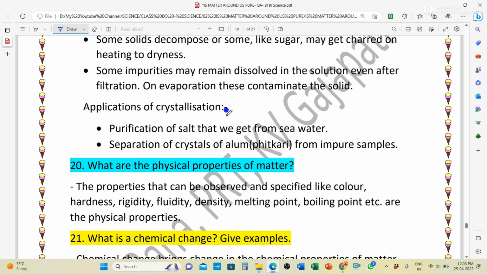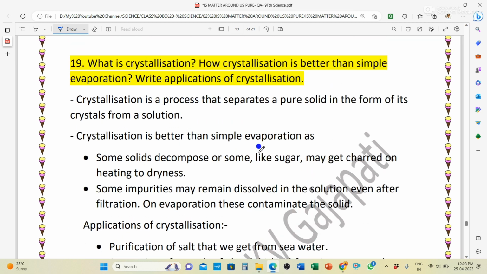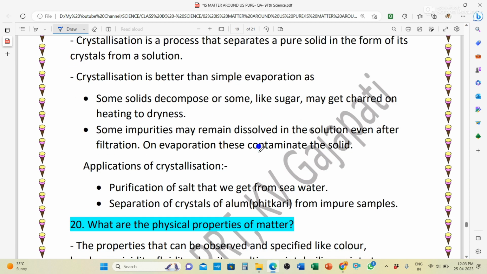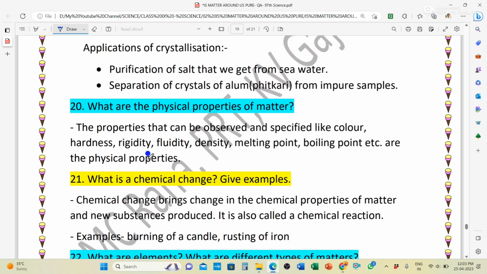Then applications of crystallization: purification of salt that we get from seawater, then separation of crystals of alum, that is phitkari, from impure samples. In this case we use the crystallization method. Here we will get the solutes in the form of crystals. Now what are the physical properties of matter? You know, the properties that can be observed and specified, like color, hardness, rigidity, fluidity, density, melting point, boiling point.